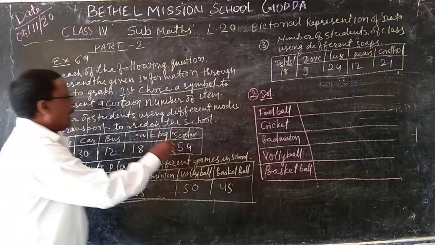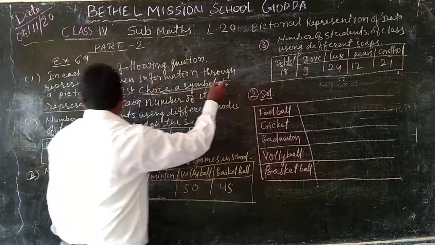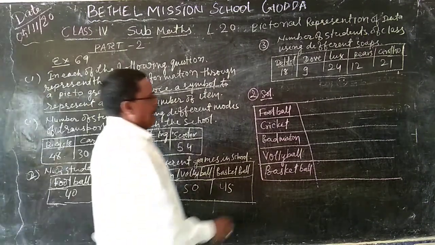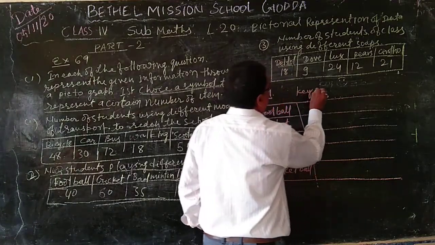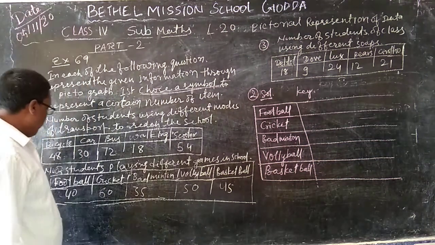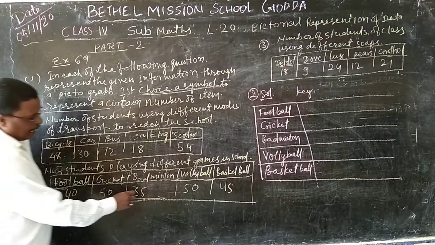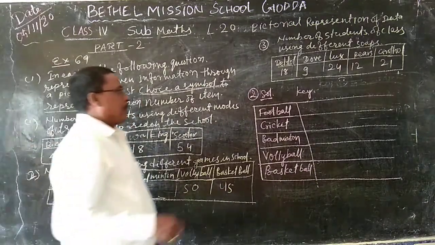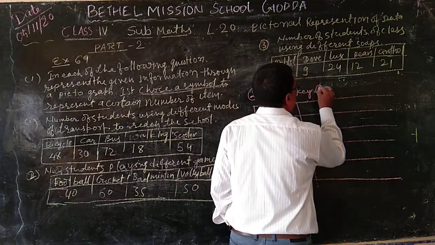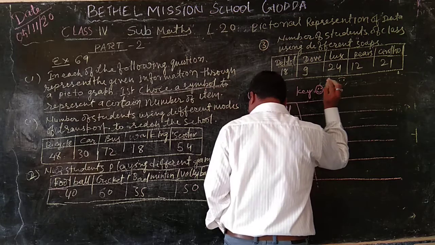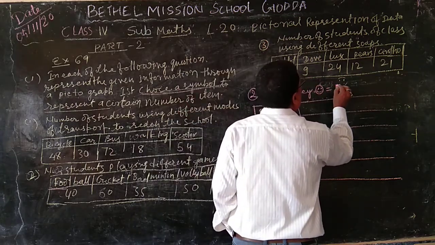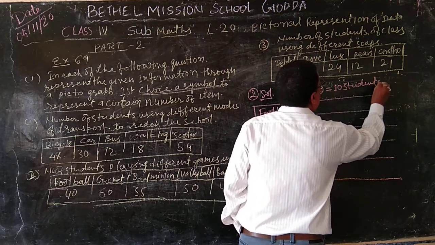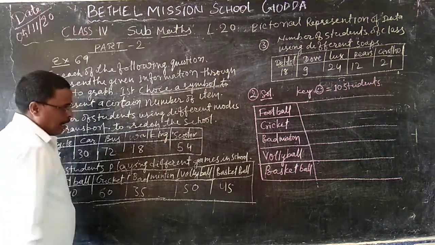And what does it say here? Choose the symbol to represent the data. So here, the key. One picture value. Here see 40, 60, 35, 50 and 45. So here one picture value is 10 students. Clear?